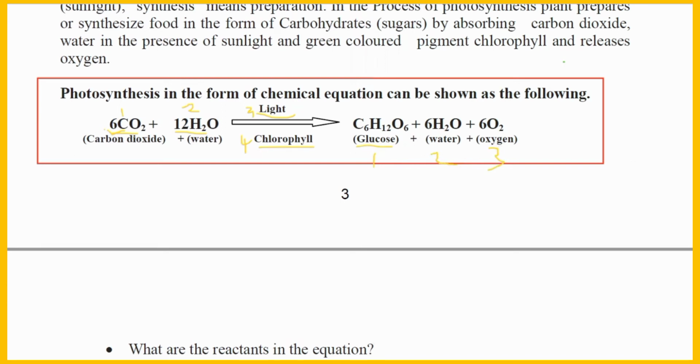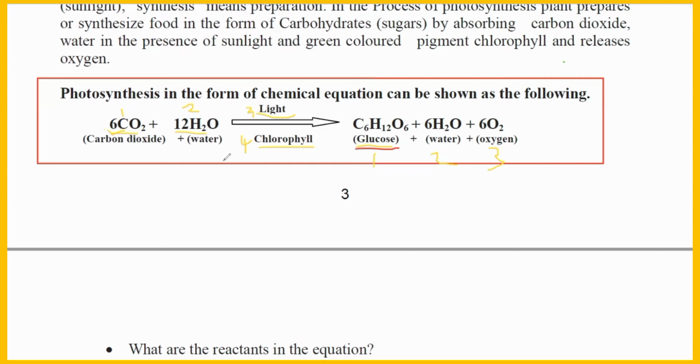So here C6H12O6 is the carbohydrate. Glucose is the carbohydrate. The chemical formula of glucose is C6H12O6, and also 6 molecules of water, and 6 molecules of oxygen are liberated by the plants. So this is the photosynthesis chemical equation.